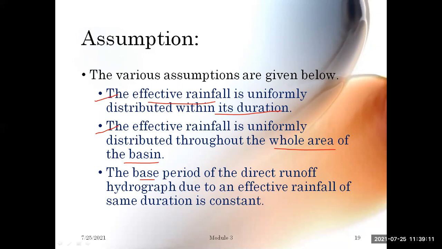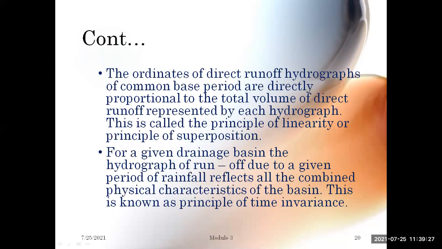And the third one is the base period of the direct runoff hydrograph. Due to an effective rainfall of the same duration, the base period is constant; that is nothing but the base period for the direct runoff hydrograph, and the effective rainfall duration both should be the same. So that is the third assumption. The next assumption is that the ordinates of direct runoff hydrographs of a common base period are directly proportional to the total volume of direct runoff represented by each hydrograph.